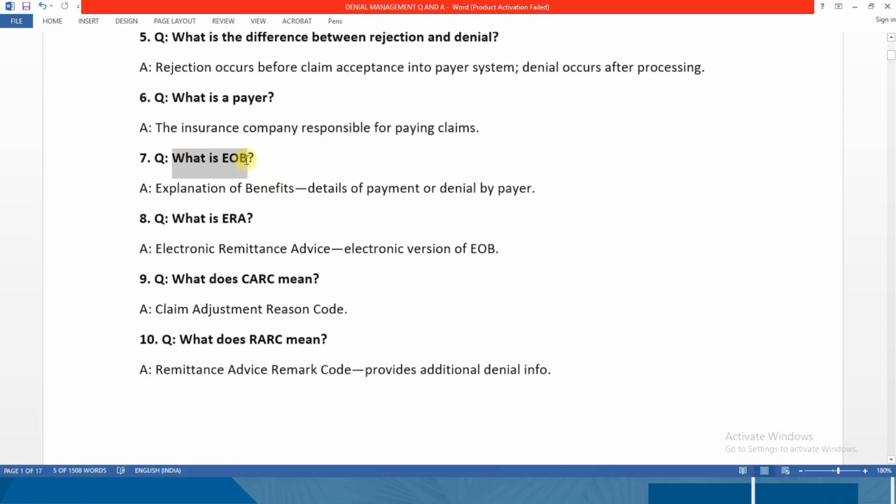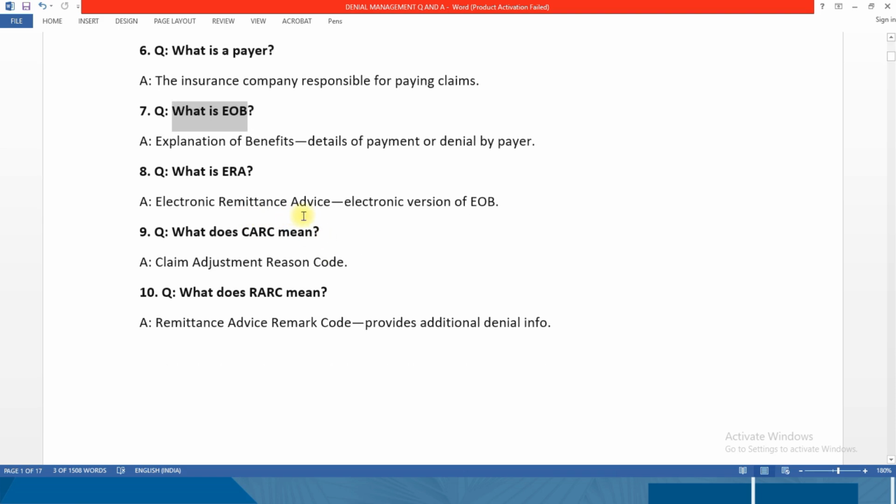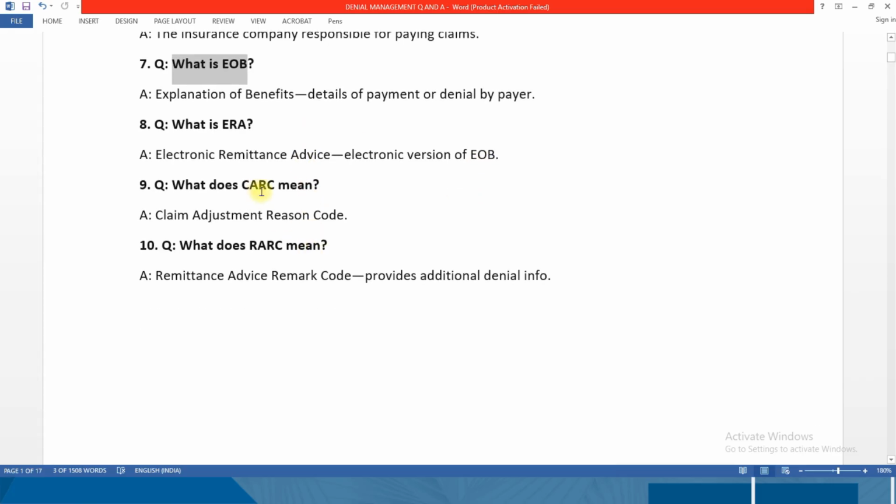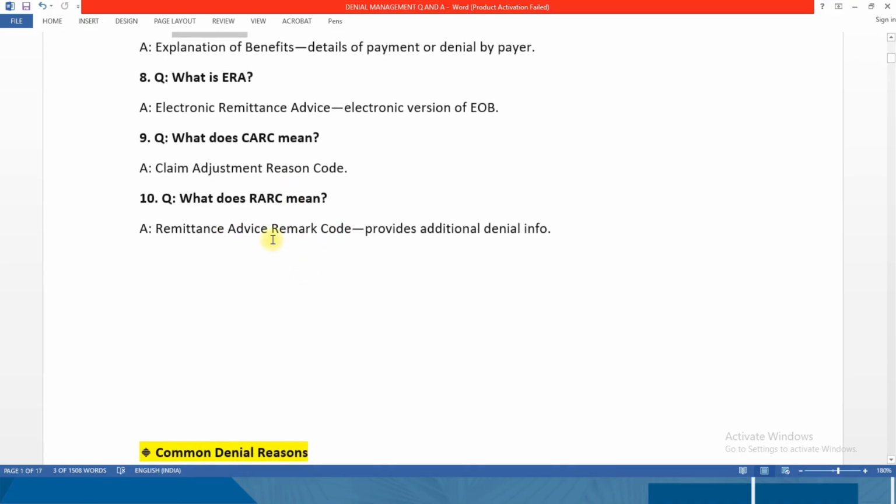Next, what is EOB? EOB means explanation of benefits, where details of payment and denials are provided by the payer. What is ERA? Electronic remittance advice. This ERA is the electronic version of the EOB, explanation of benefits. What does CARC mean? Claim adjustment reason code. What does RARC mean? Remittance advice remark code, which provides additional information related to the denial.